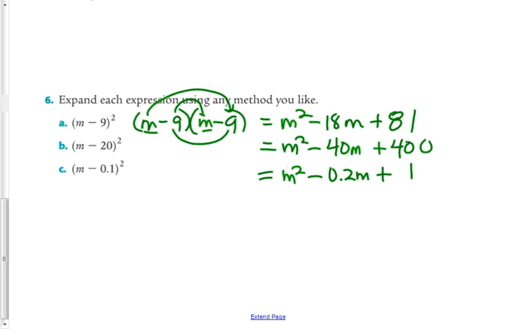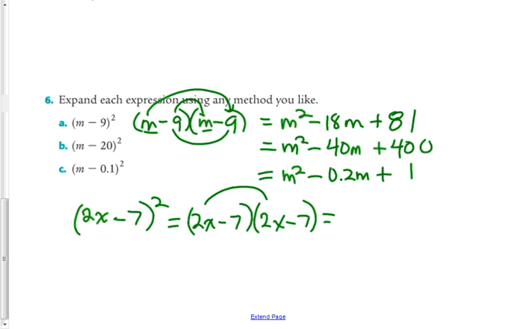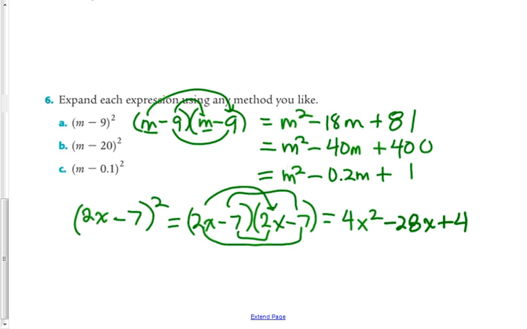Let's say we have 2x minus 7. If we square that, we're going to get 2x minus 7 times the quantity 2x minus 7. And that equals, the first term is 2x times 2x, which is 4x squared. The outside two give us negative 14x, and the inside two give us negative 14x. So combine those, we get negative 28x. And the last is negative 7 times negative 7, which is positive 49.